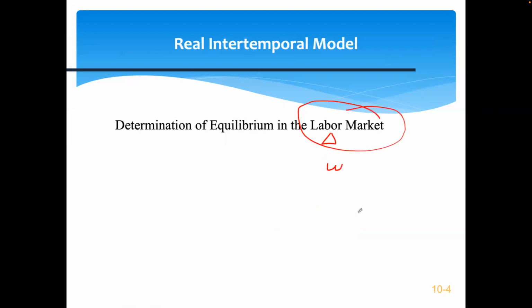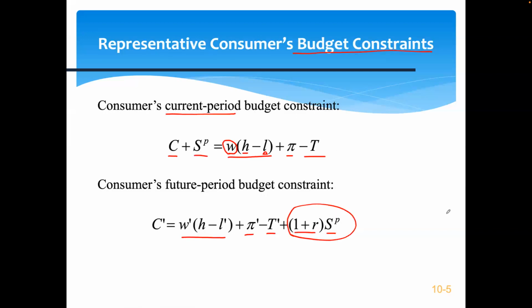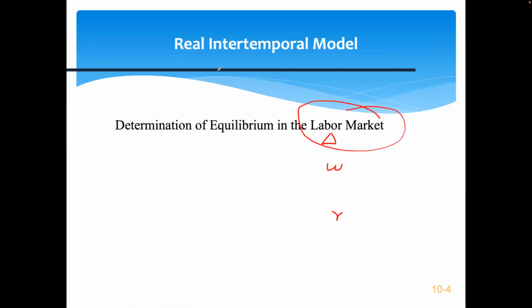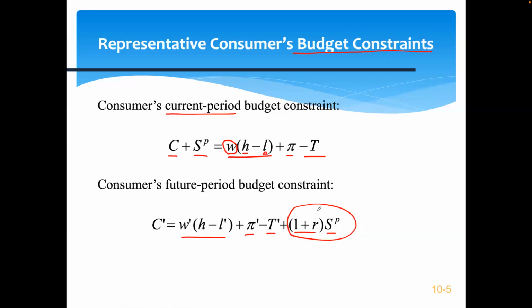Let's go back. Here we look at the labor market. Then we are going to have a different market, where we will see the determination of the interest rate. For the moment, when we look at this labor market, we take the interest rate as given. Here we are going to see what determines the wage. That's what we're going to focus on.